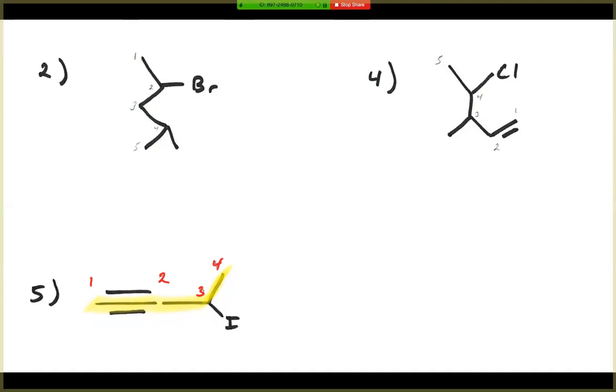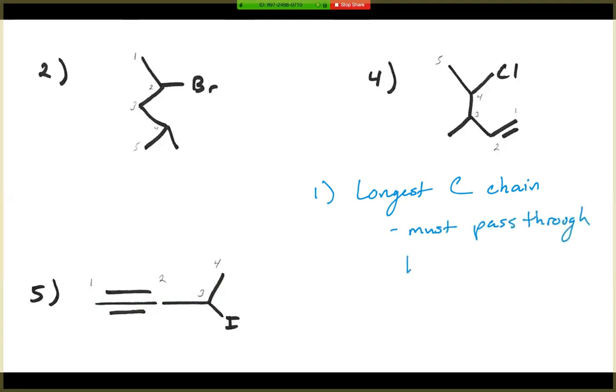So I know it's going to be 4 carbons long. So it's going to be but-. It has a triple bond, so it'll be butyne. The triple bond is from 1 to 2, so it's a 1-butyne. And then the only other substituent I have is the 3-iodo. So 3-iodo, 1-butyne. So a lot of it comes down to the same thing, right? The longest carbon chain must pass through the high priority functional group.